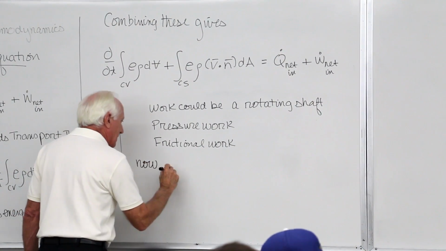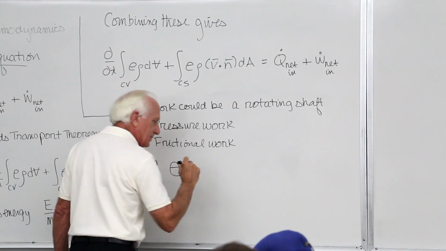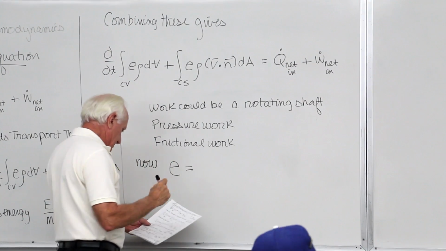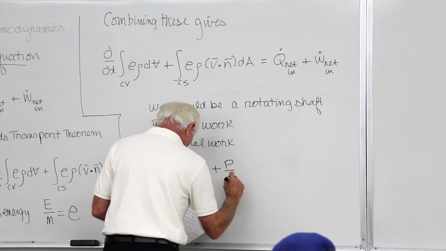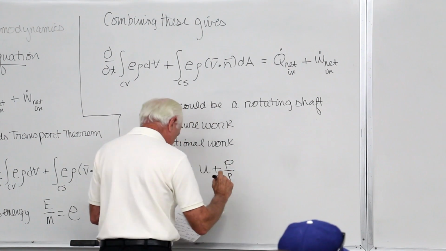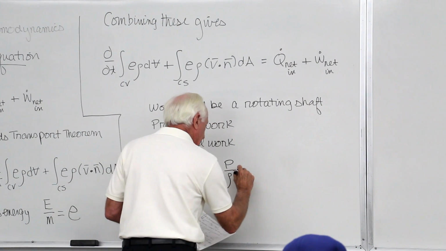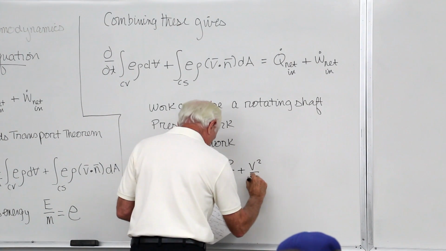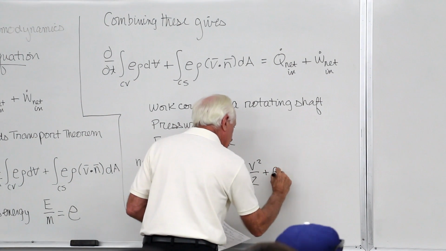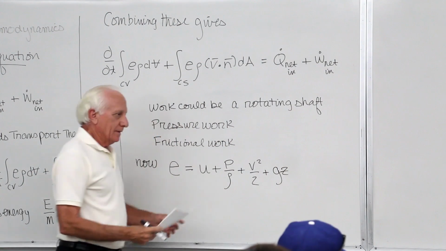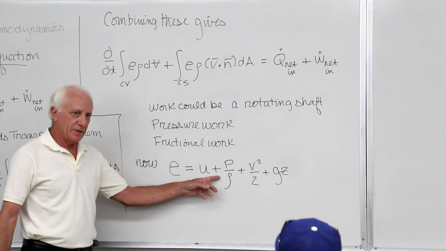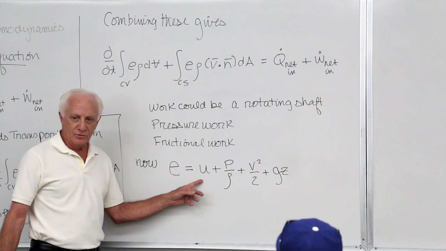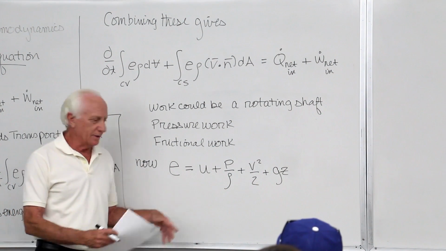Now, what kind of energy can there be? We'll consider several. We'll start off with what's called internal energy. We'll add P over rho, energy due to pressure, plus V squared over 2 and gz. Kinetic energy, potential energy, energy due to pressure, and this guy, little u, is called internal energy.